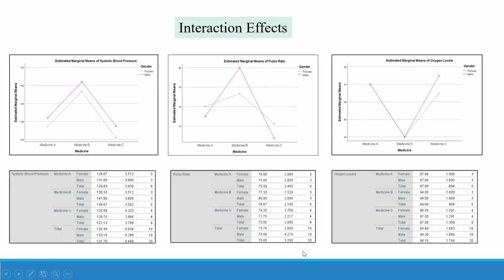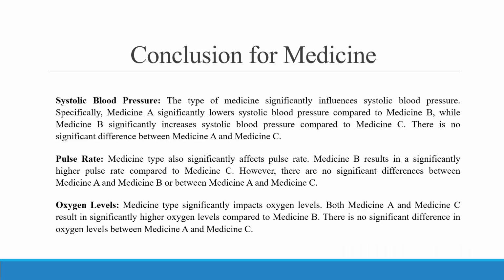Next is the interaction effects. So systolic blood pressure, medicine, male, female. So these are their mean values. Pulse rate, medicine, gender, oxygen levels, medicine, and gender. Now, the interaction effects were not significant, but still you can put this in the paper. This is basically the plots for the interaction effects.